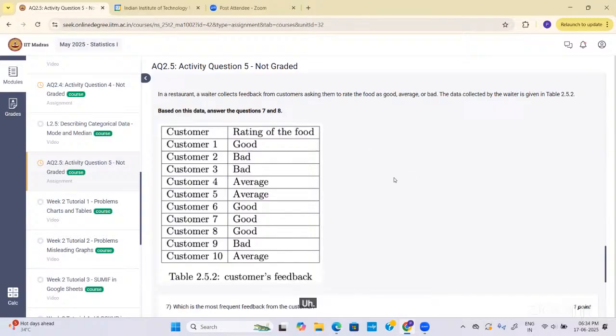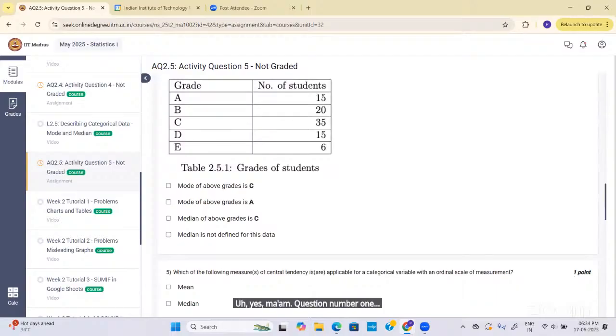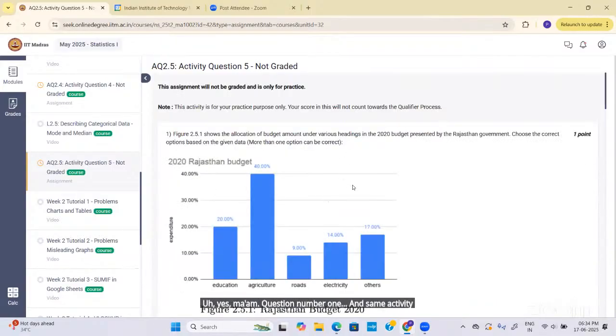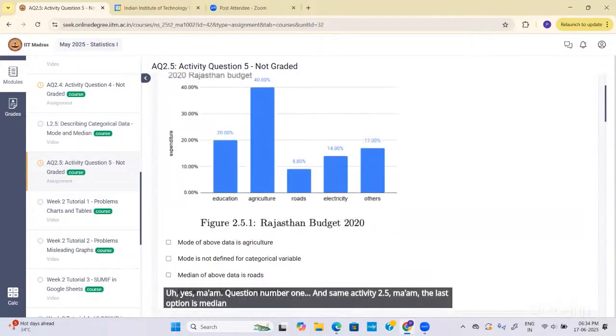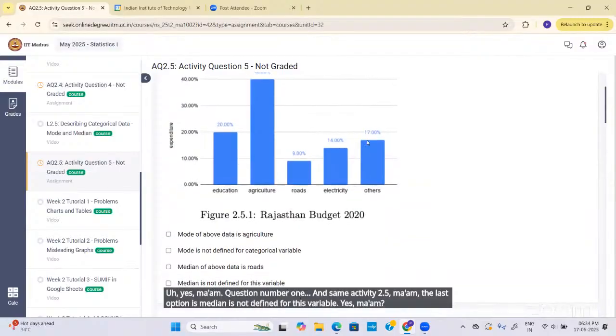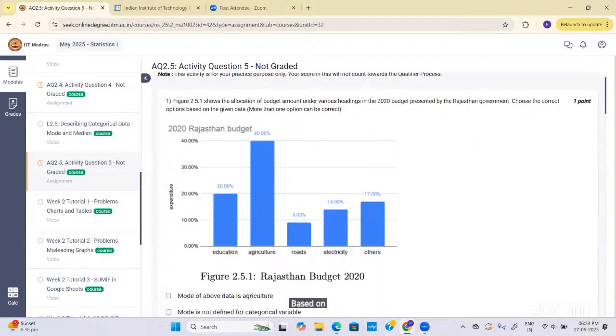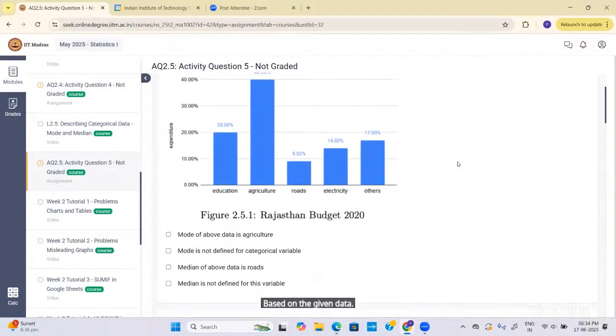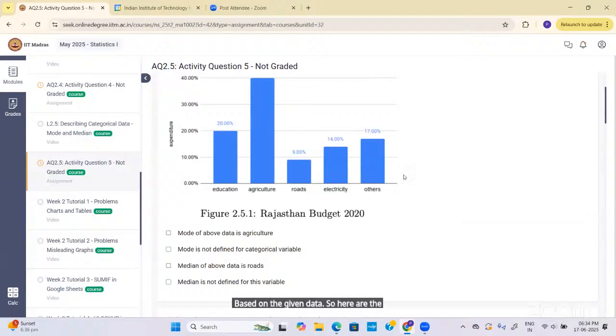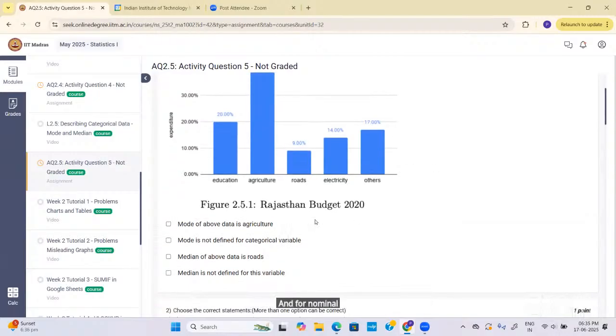Ma'am, question number 1 in the same activity 2.5, the last option is "median is not defined for this variable." Please, ma'am, explain. The question is: the figure shows the allocation of budget amount under various headings in the 2020 budget presented by the Rajasthan government. Choose the correct option based on the given data. So here the categories are nominal, and for nominal data, you cannot calculate the median.